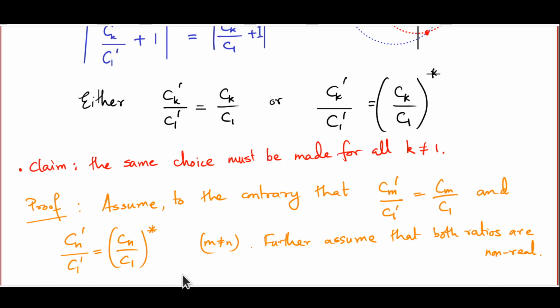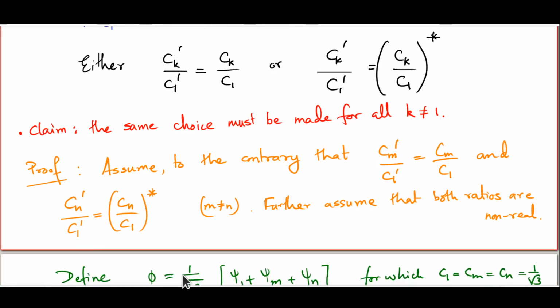After all, if the ratios were real, then there is no difference between the value and its complex conjugate, and then both equations would essentially say the same thing. So our assumption is we do have 2 indices m and n for which this choice differs, and differs in a non-trivial manner because the ratios involved are not real numbers but complex numbers.